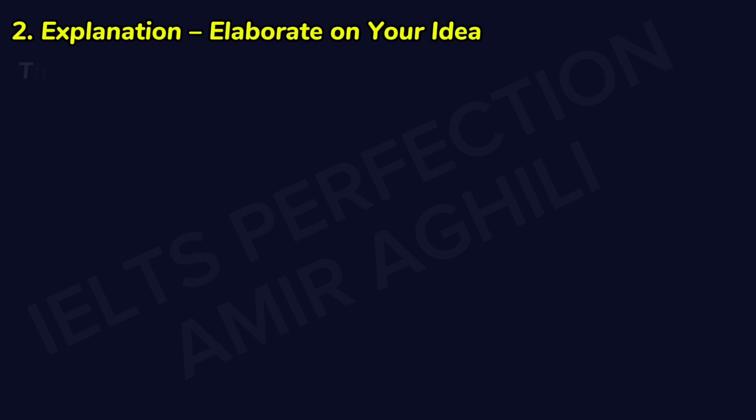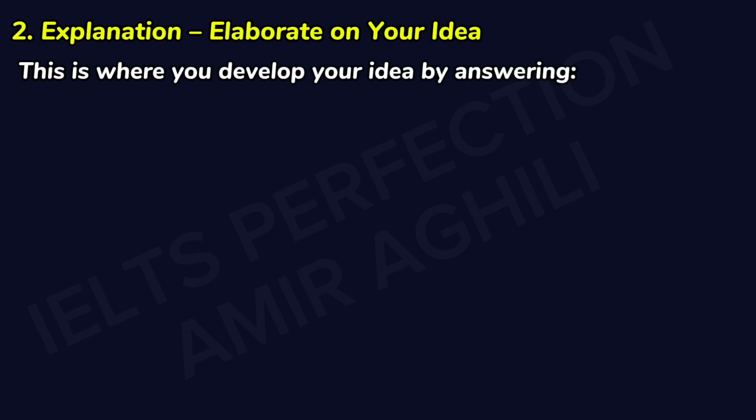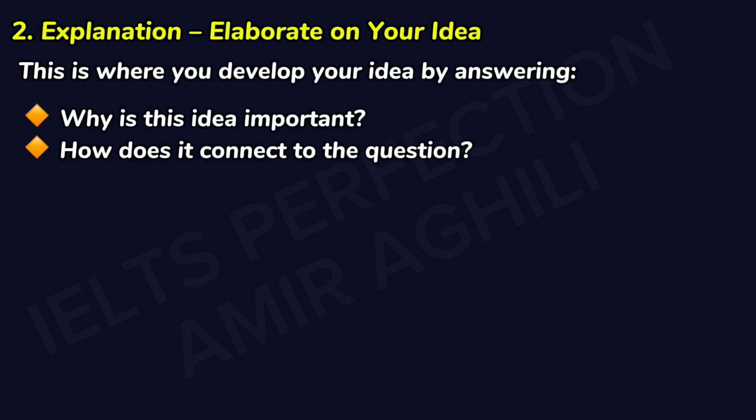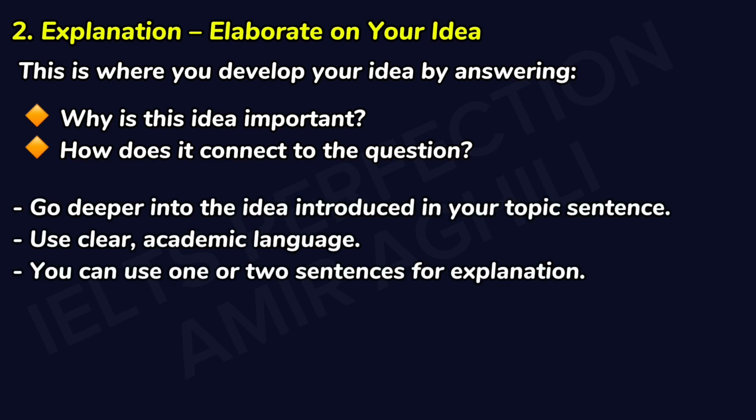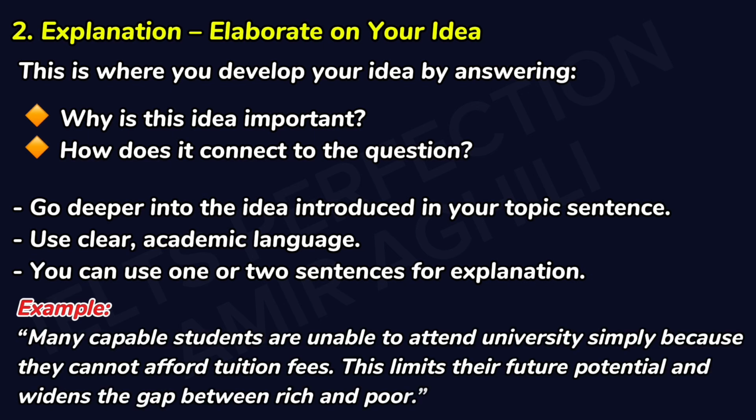Part 2 of the paragraph is explanation. Elaborate on your idea. This is where you develop your idea by answering why is this idea important and how does it connect to the question. So, you need to go deeper into the idea introduced in your topic sentence, use clear academic language, and also you can use 1 or 2 sentences for explanation. Let's see an example. Many capable students are unable to attend university simply because they cannot afford tuition fees. This limits their future potential and widens the gap between rich and poor.